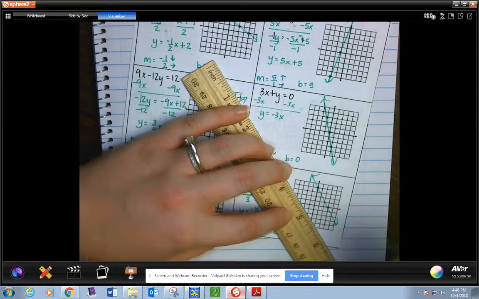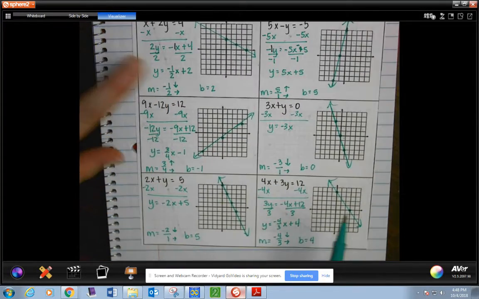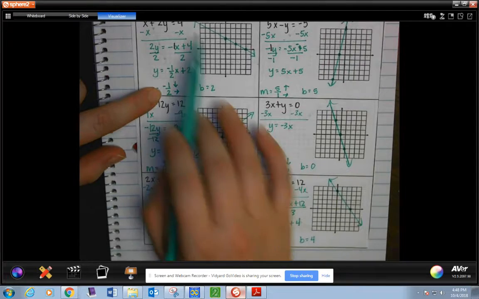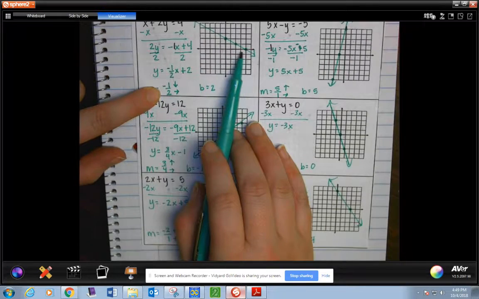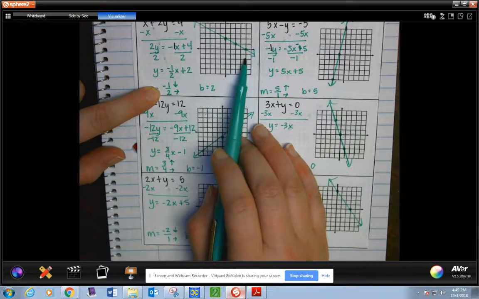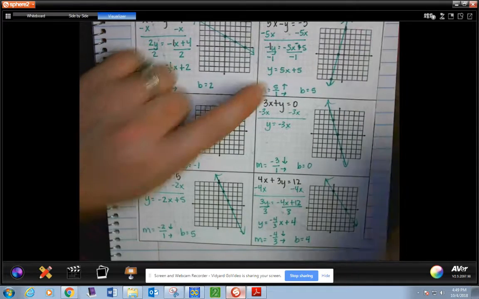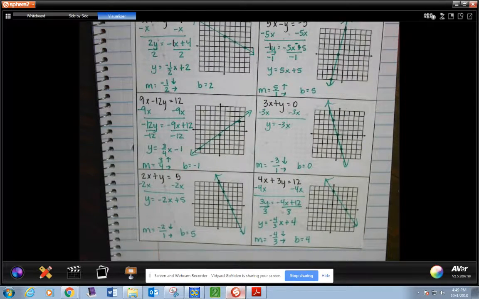Now, before I move off of this, I want to show you a quick self-check. If you look, your slope is negative. You better make sure your line is negative. So if you have a negative slope, your line has to go downhill. If you have a positive slope, your line has to go uphill. If it does not match, you're doing something wrong.